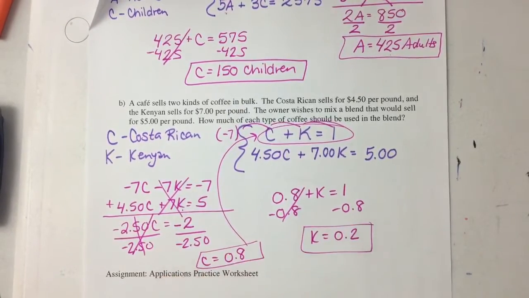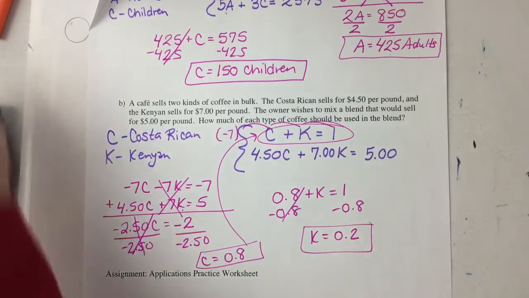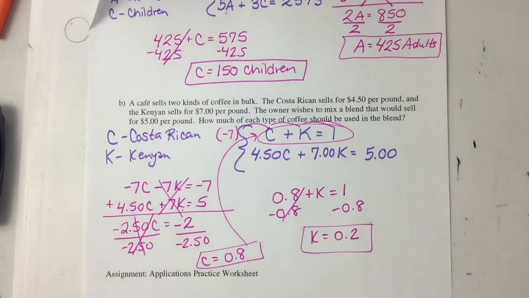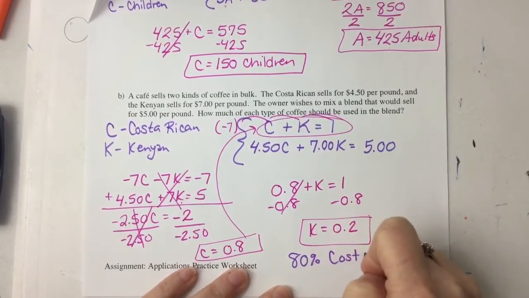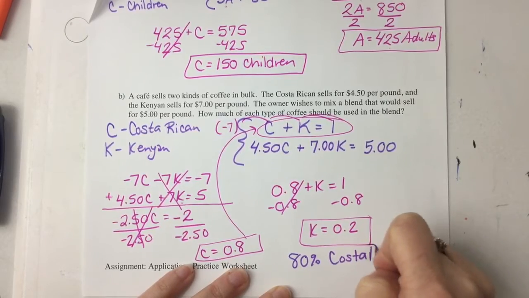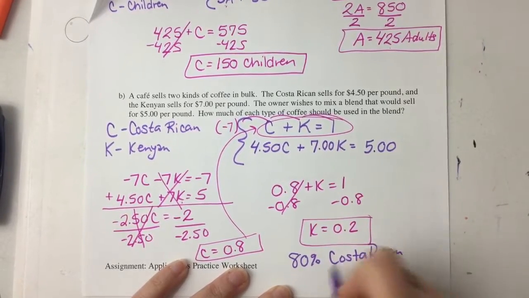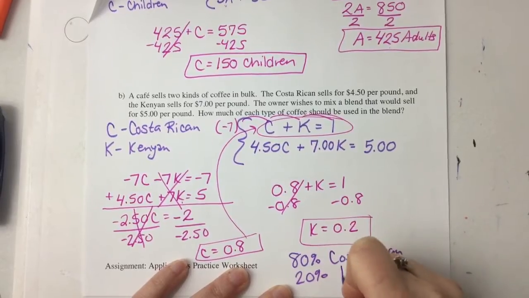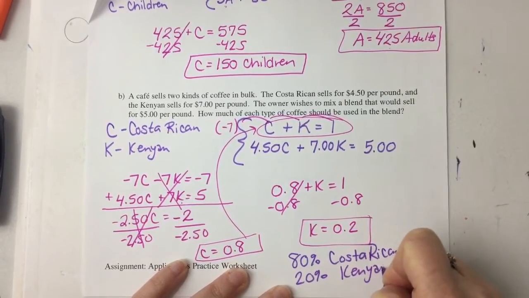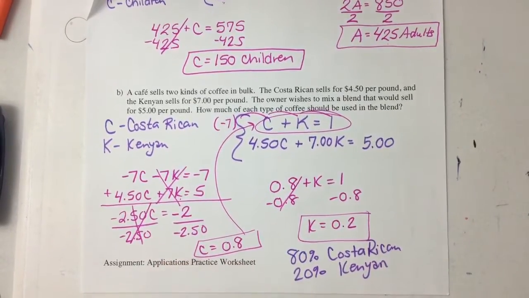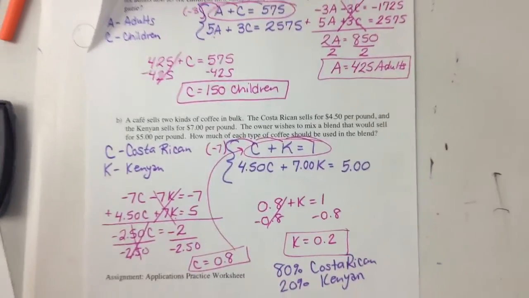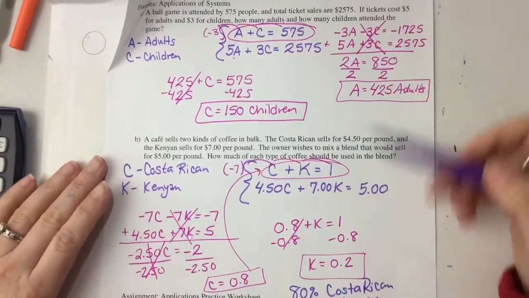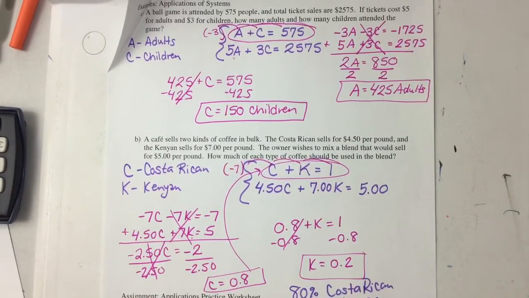So what this tells us is if I am making this exact blend, okay, I am the cafe that wants this blend to be $5 per pound, I need 80% of the blend to be the Costa Rican coffee, and I need 20% of the blend to be the Kenyan style coffee. Okay, so there were two real-life examples. Your worksheet follows these two things in a pretty similar manner.